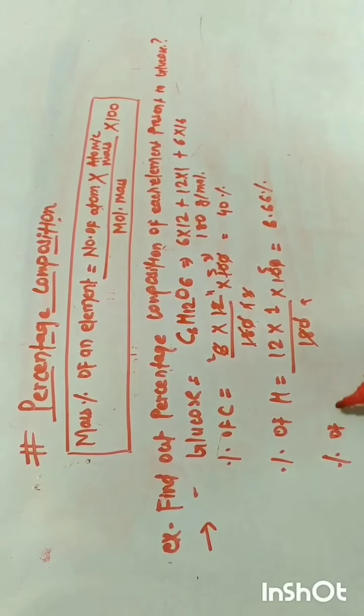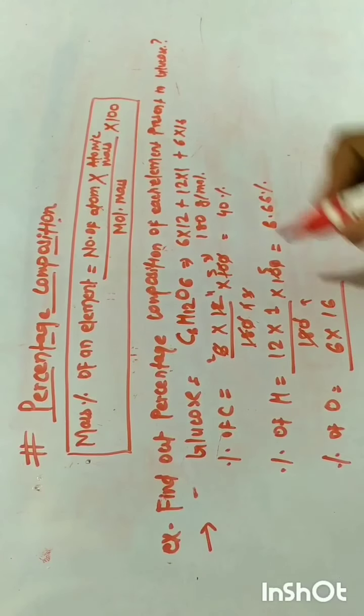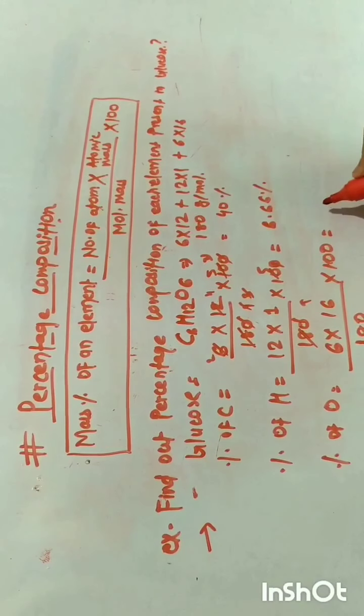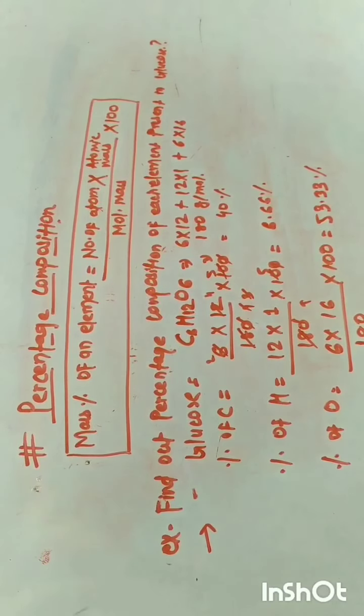The percentage of oxygen: the number of oxygen atoms present in glucose is 6. The atomic mass of oxygen is 16. The molecular mass is 180, into 100. So the answer is 53.33%. So this type of question will come from percentage composition.